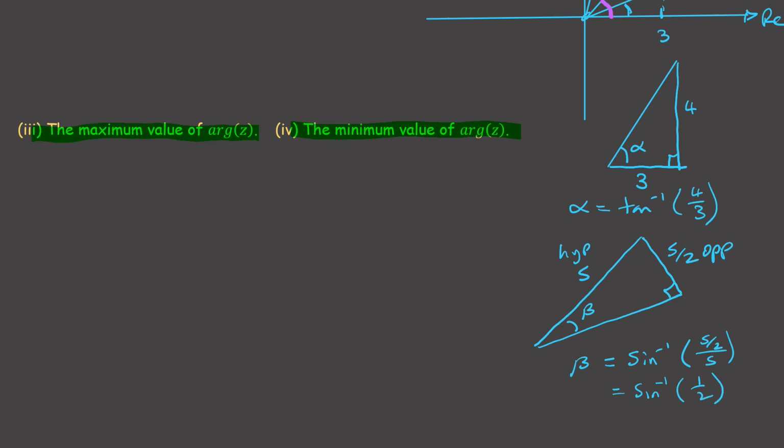And we know that one is π/6 or 30 degrees. So the minimum argument is going to be the inverse tangent of 4/3 take away the inverse sine of a half. Just calculating that gives me 23.13 degrees, which is 0.404 radians to 3 decimal places.